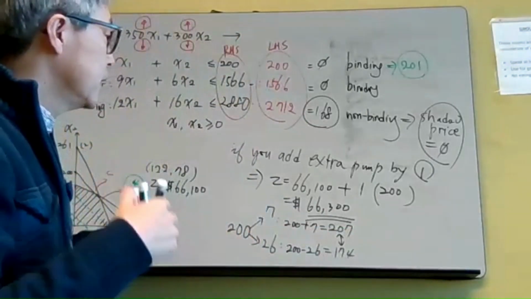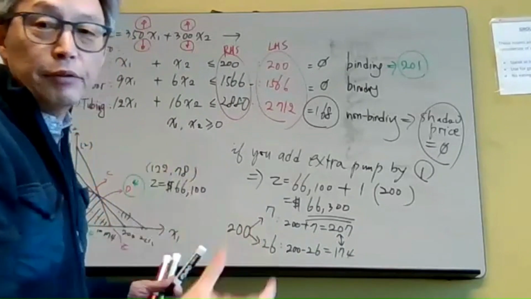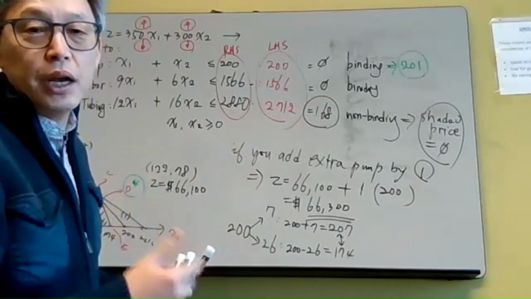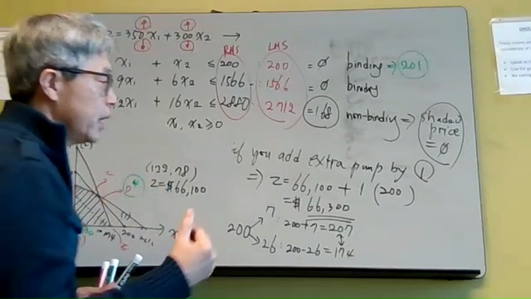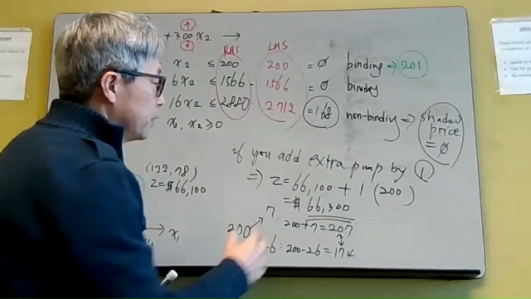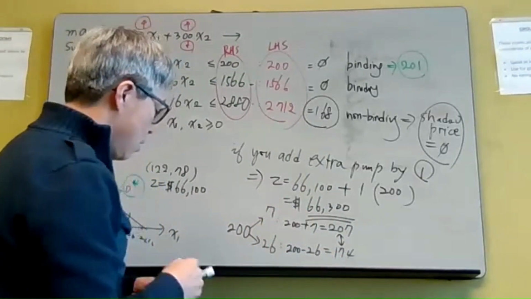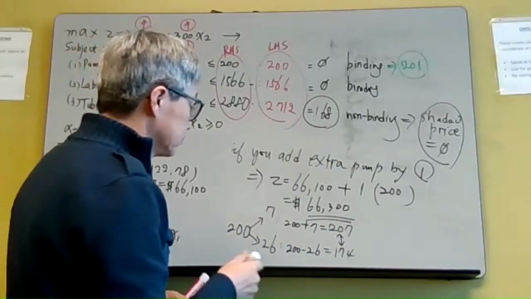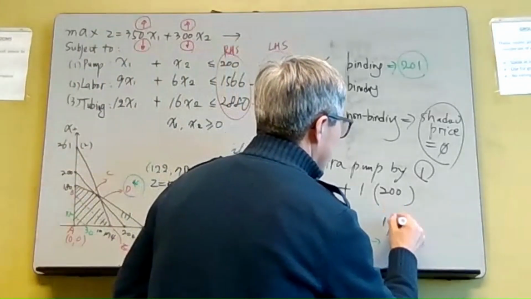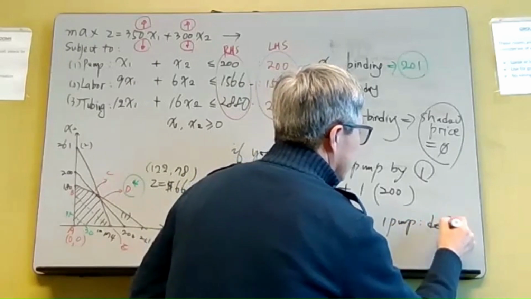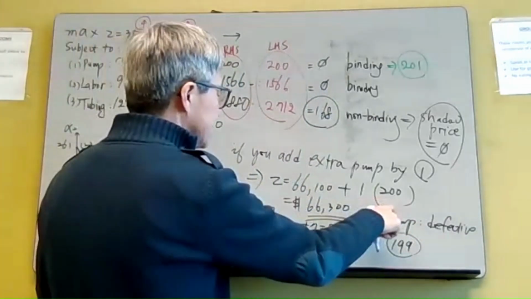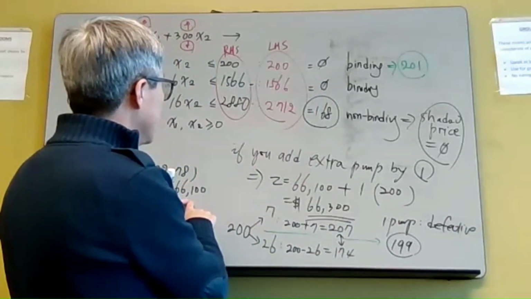But if you add 8 extra pumps, 7 will generate profit, but 1 pump will be left over. So it is not going to generate profit. Actually, it will be an inventory cost. So you can add up to 7 pumps to generate profit. But if you decrease the number of pumps because of a defective pump, say you find out 1 pump is defective, so you only have 199, then your profit will be decreased by $200. It is going to be $65,800.